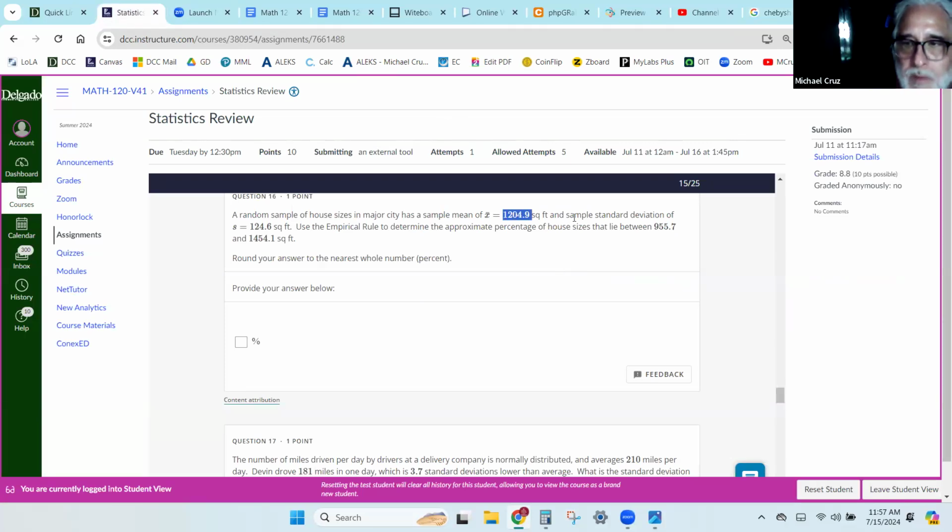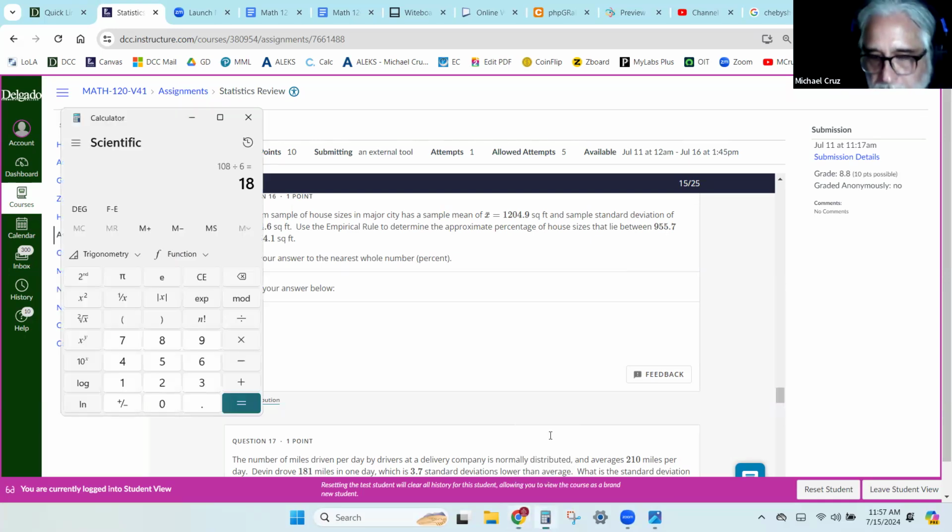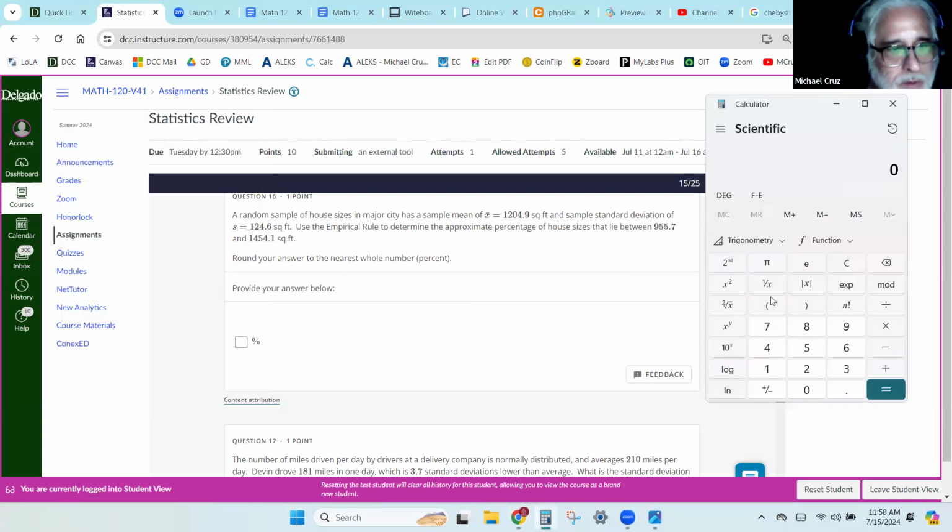So we've got the mean, and we've got the standard deviation here. All right, so how many standard deviations does it take us to get from the mean to the endpoint? Well, I'm just going to use a calculator. So take that mean, 1204.9, and I'm going to add the standard deviation.